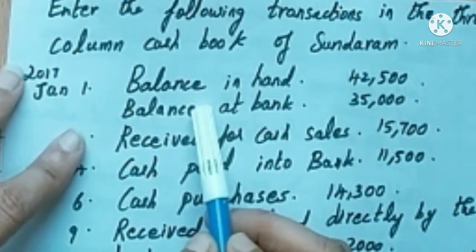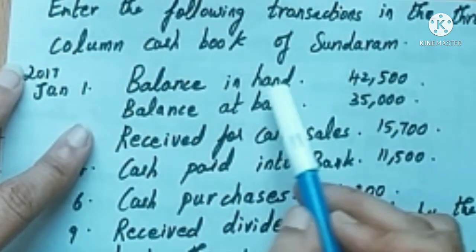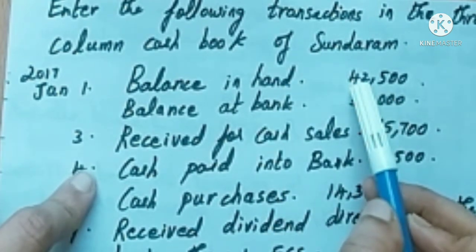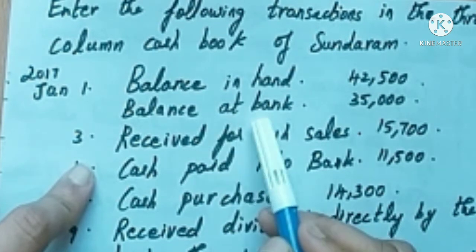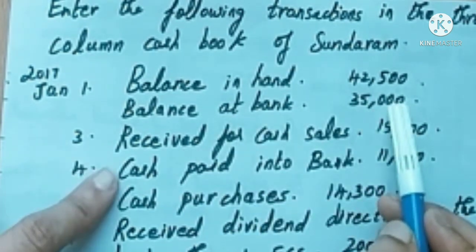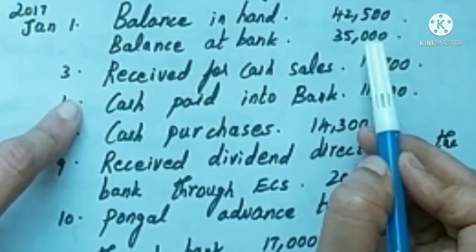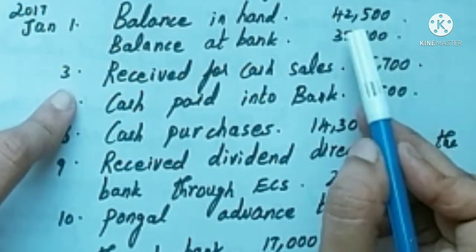So now we know that the opening balance is 42,500. Balance in hand means it is cash. So the opening balance of cash is 42,500 and the opening balance at bank is 35,000. So let's see how to enter these amounts in the triple column cash book. Opening balance, we have to write it on the debit side.